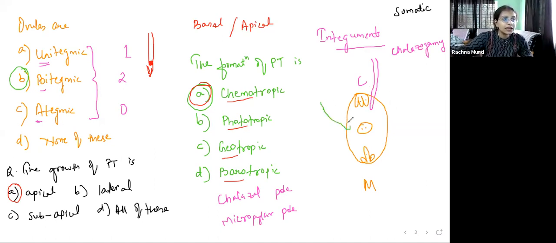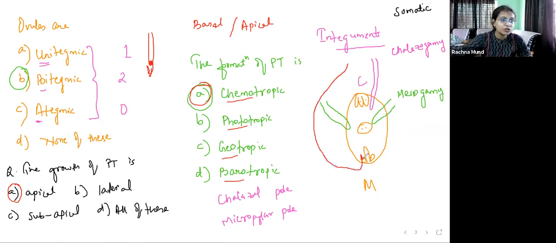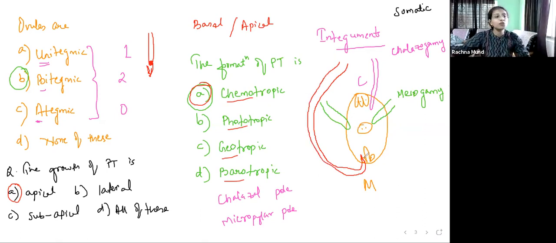If the pollen tube enters from sideways, from this side or this side, then this is called mesogamy. And if the pollen tube enters through this end, curving around through the micropyle to the synergids, then we call it porogamy.